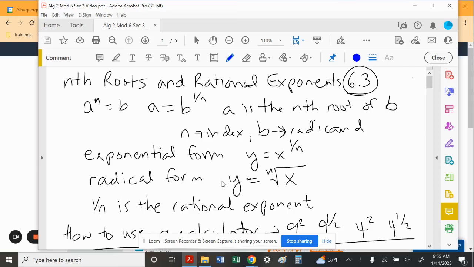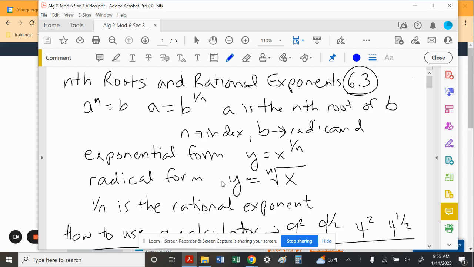Okay, what I want to do now is go through the next section, which is section 6.3. In this section, we're going to be looking at what is known as nth roots and rational exponents. What that really means is we're looking at exponents that are fractions, or we're looking at roots. You'll notice there are a to the n power, a squared, a to the third, which is cubed, fourth powers, fifth powers, etc. So that's what we're going to be taking a look at.